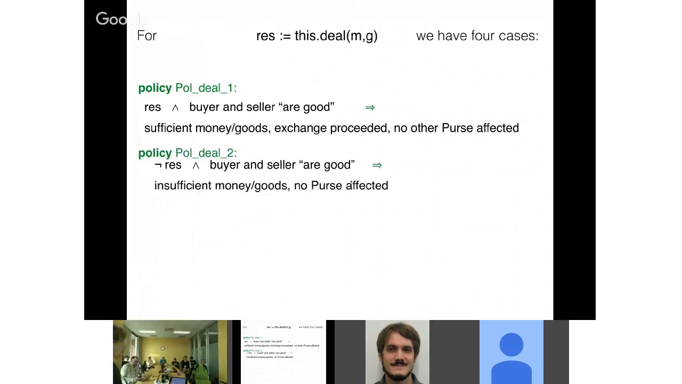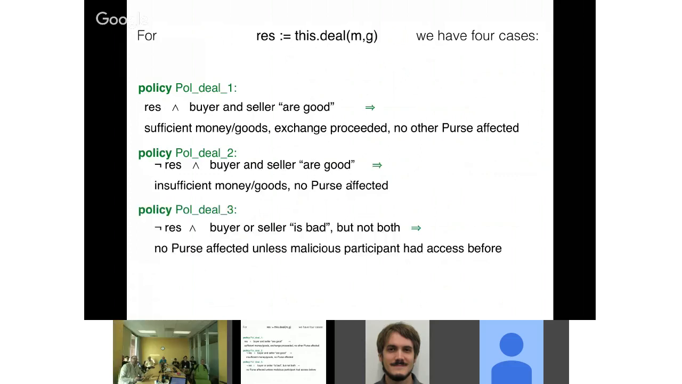The first case is that after the call to deal, the escrow reports true. He says success, wonderful. And we know that both the buyer and the seller are good. They have given good purses to the escrow. In that case, what we know is there were sufficient money and goods. Everybody's good. The transaction took place. And no other purse is affected. So this is the first case. The second case is the result is false and the buyer and the seller are good guys. In that case, we know there were insufficient money and goods and no other purse is affected.